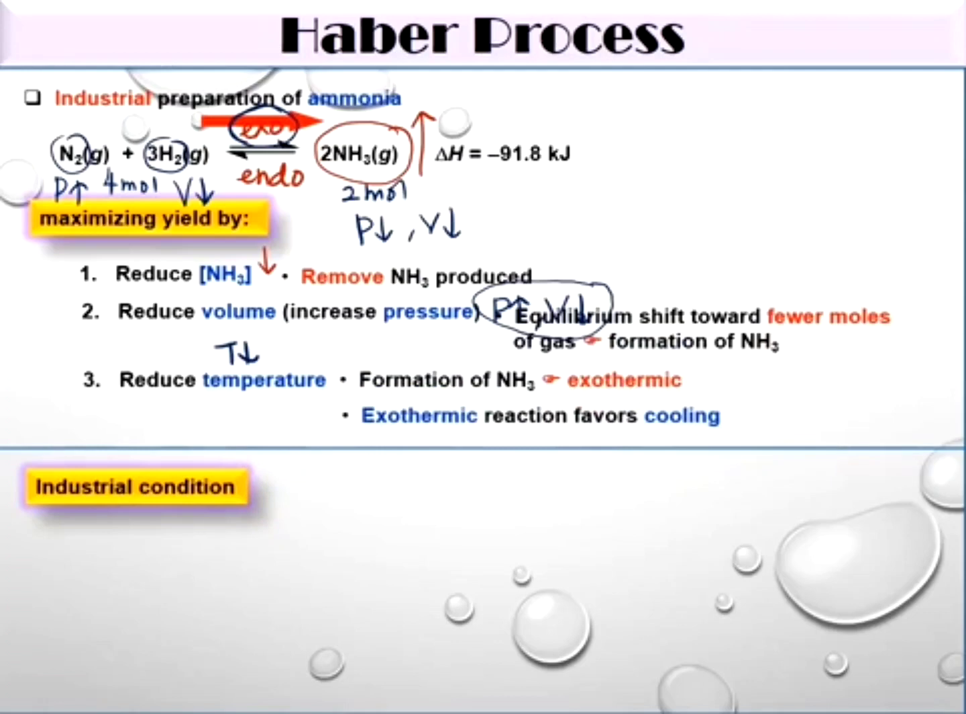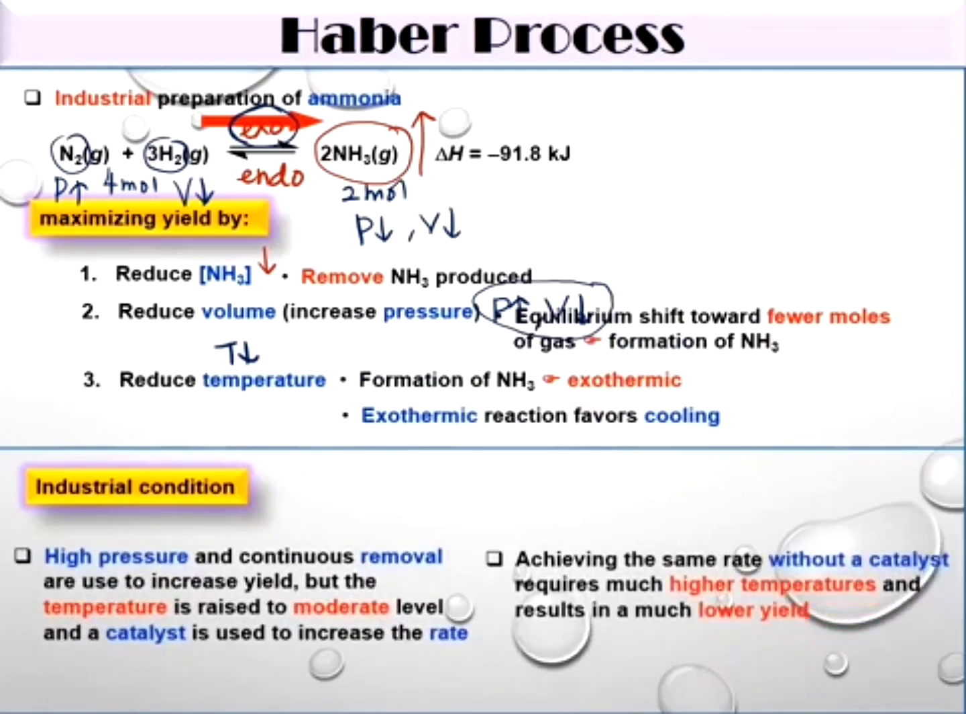So in industrial condition, kalau dalam industri yang sebenar, apa cara yang diorang buat untuk tingkatkan production of ammonia? Biasanya diorang akan guna catalyst lah kelas, kan? So dengan catalyst, dia akan cepatkan kadar tindak balas untuk hasilkan ammonia. Okay, so yang lain tu awak boleh baca lah.